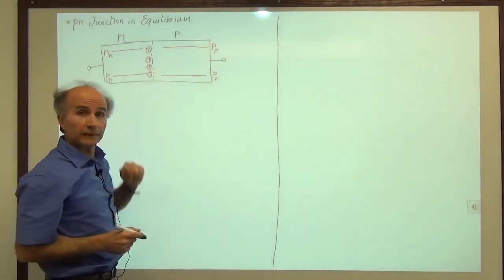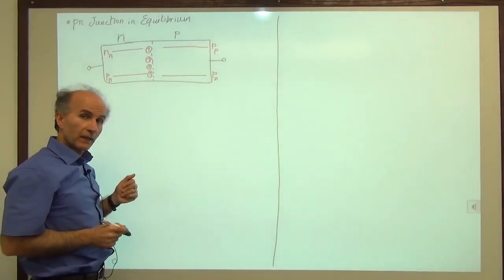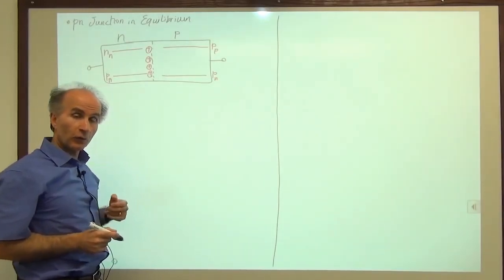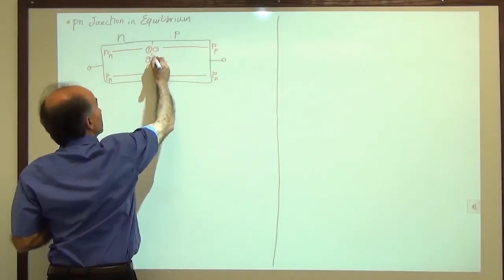What happens to the right side? Well, lots of holes are going from the right side to the left side. Every time a hole leaves, in fact, it is filled by an electron, so we form negative ions. So we have lots of negative ions here.